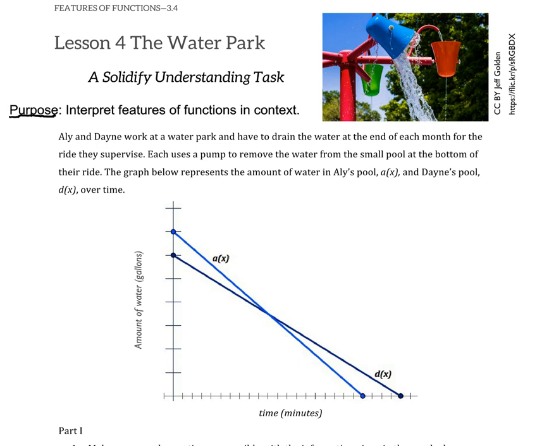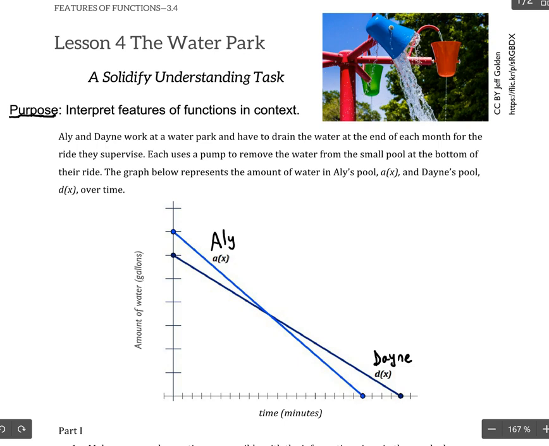context. So Allie and Dane work together at a water park, and they have to drain water at the end of each month for the ride they supervise. Each uses a pump to remove the water from the small pool at the bottom of their ride. The graph below represents the amount of water in Allie's pool and the amount of water in Dane's pool over time. So we have Allie is A of x and Dane is D of x.